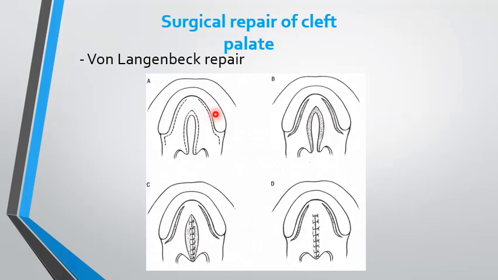This dissection under the periosteum will give us free movement to move them medially to repair first the nasal mucosa, then the muscle, and then the oral mucosa, to be like this. The defect left after the mobilization of the flap is healed by secondary intention.